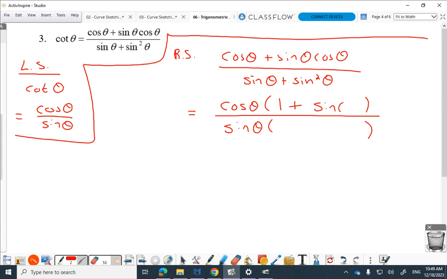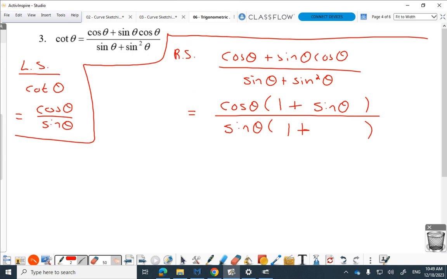Now, in the denominator, I common factor a sine theta. What's sine theta divided by sine theta? 1. Oh, life's going good here. It's just setting up. How about sine squared divided by sine?